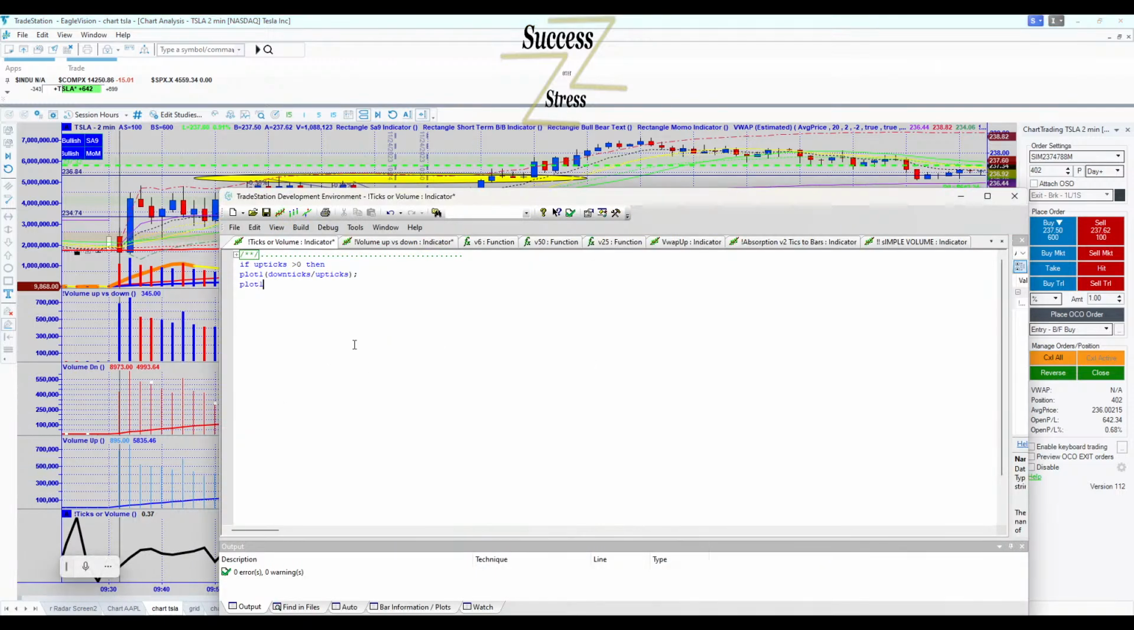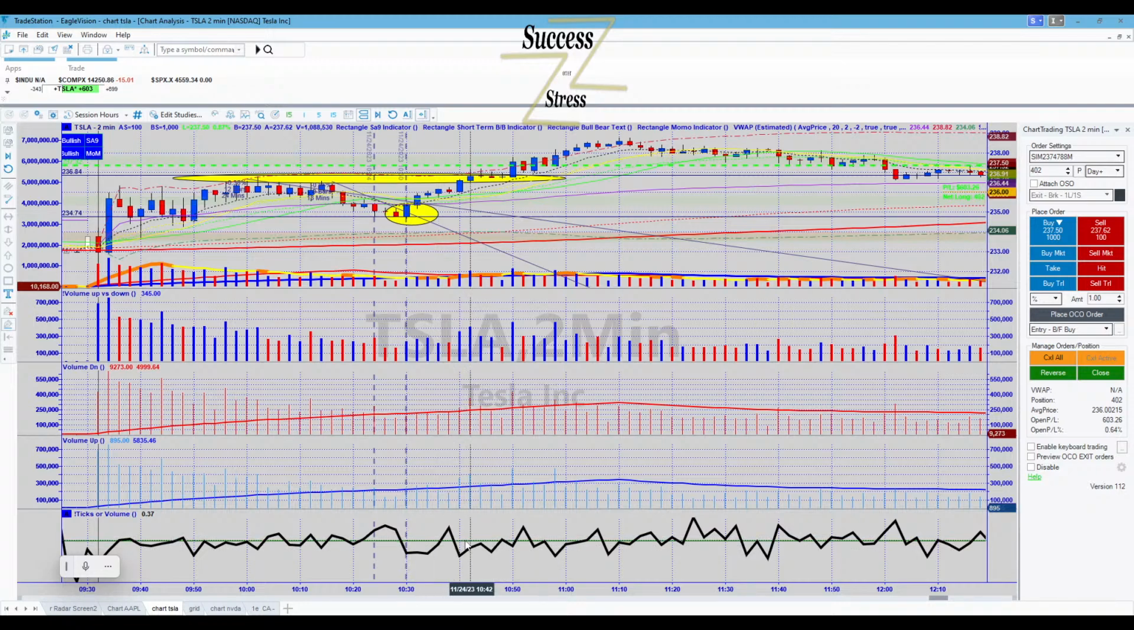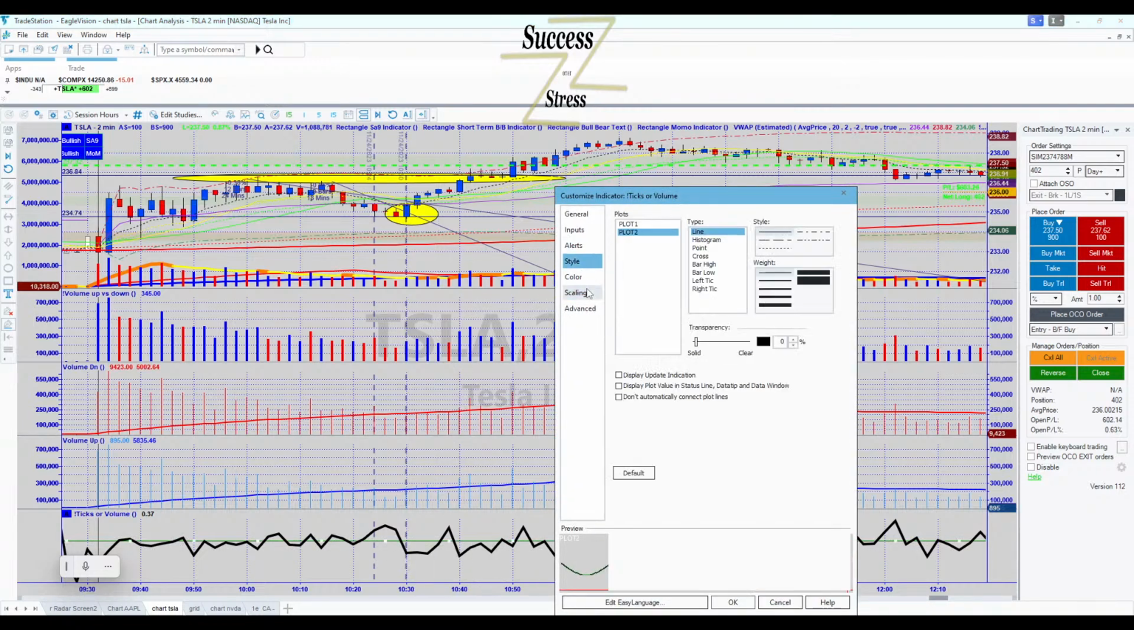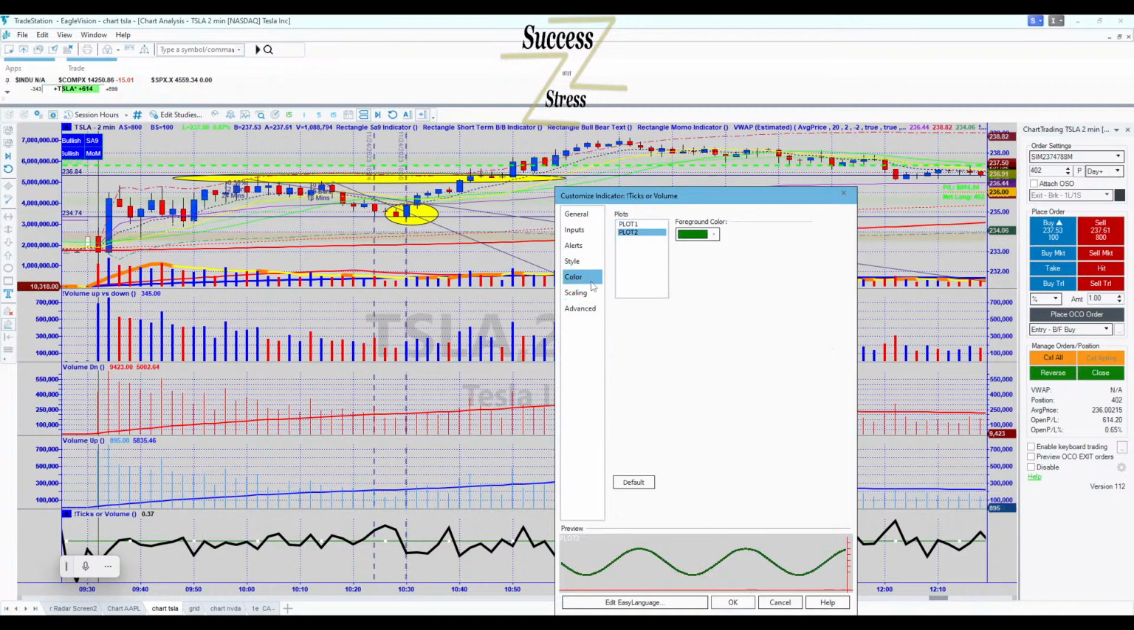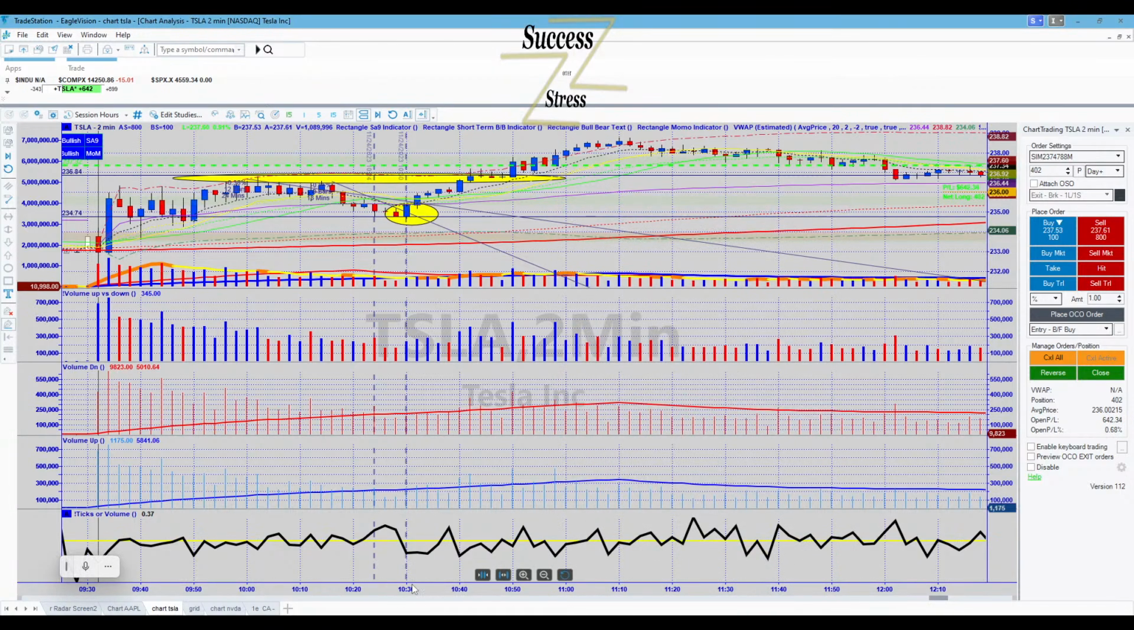So plot 2, just going to plot 1. That's just the value 1, so that's this line here. All right, and then just make that a little larger there. And we can change the color on that. I like yellows, they stand out to me.